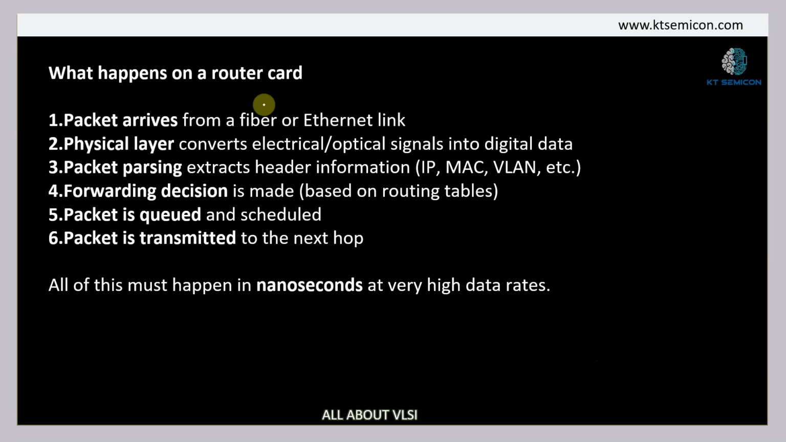Basically, a packet arrives from a fiber, and the physical layer converts the electrical signals into digital data. In packet parsing, you divide your frame into IP layer, MAC layer and VLAN, and you forward the packet based on the routing tables. The packet is queued and scheduled, and transmitted to the next hop. This entire process should happen in nanoseconds, and that too at very high data rates.